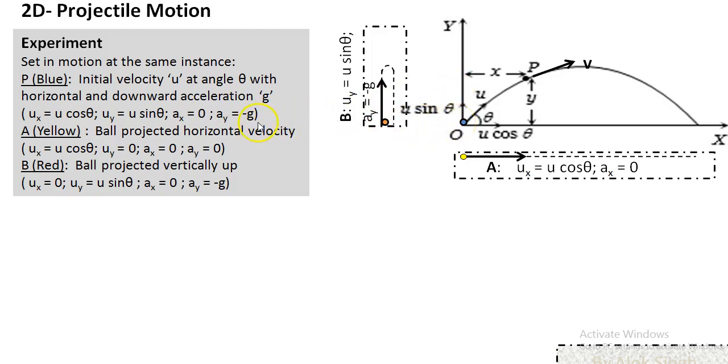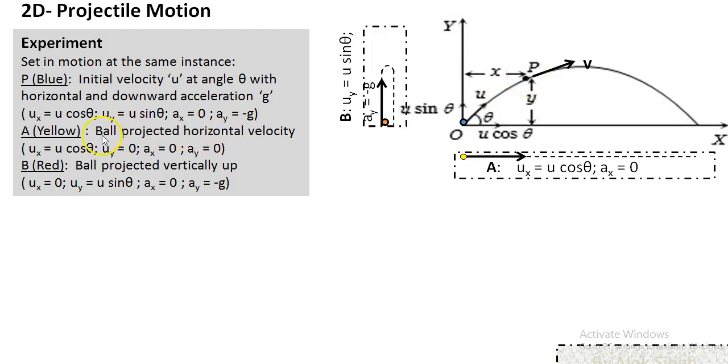So its y component will be equal to minus g, minus sign because the direction is downwards, and its component in x direction will be 0, or ax will be equal to 0. That's for particle P, shown in blue color.